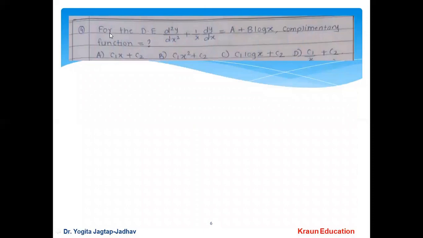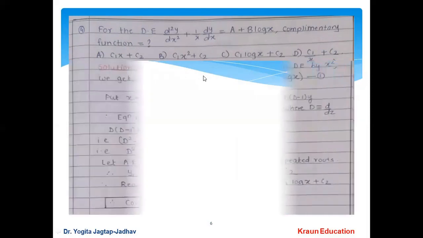Now see the next example. For the differential equation d square y by dx square plus 1 upon x dy by dx equal to a plus b log x, the complementary function equals what? These four options are provided. Now see, once again, this is not in standard form. Here again we have to multiply both sides by x square, right?